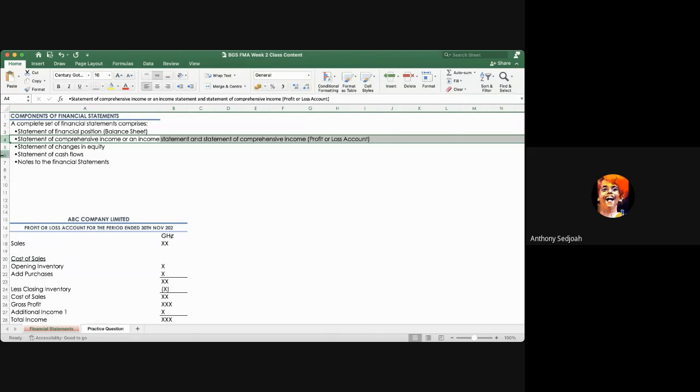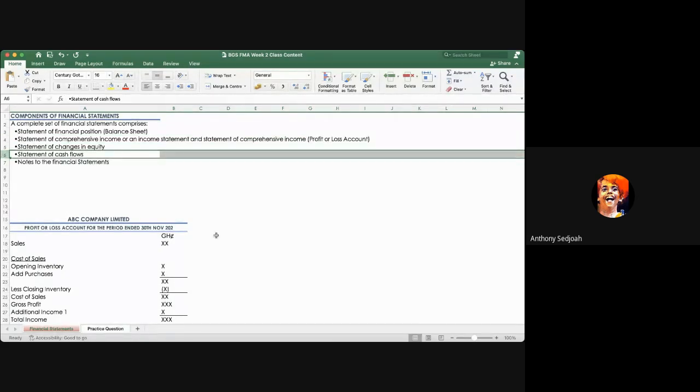Okay. Then the other financial statement we will consider in our class is the statement of cash flows. From the very first week, we spoke about cash flows, which is the inflow and then outflow of cash. So that one too can be similar to the income statement or the profit or loss account, just that over here we consider the actual movement of cash.